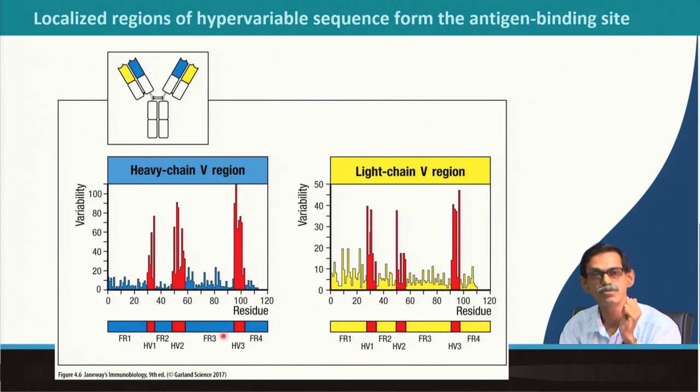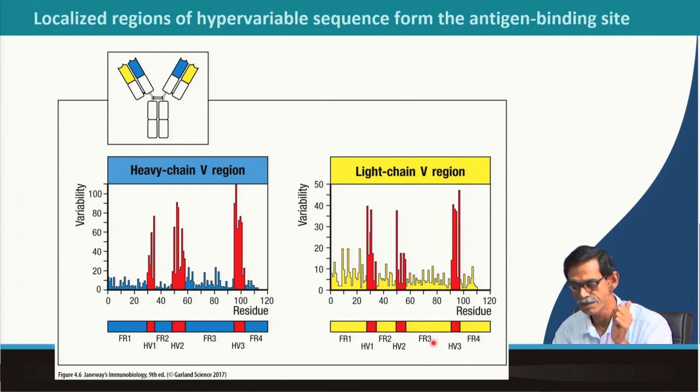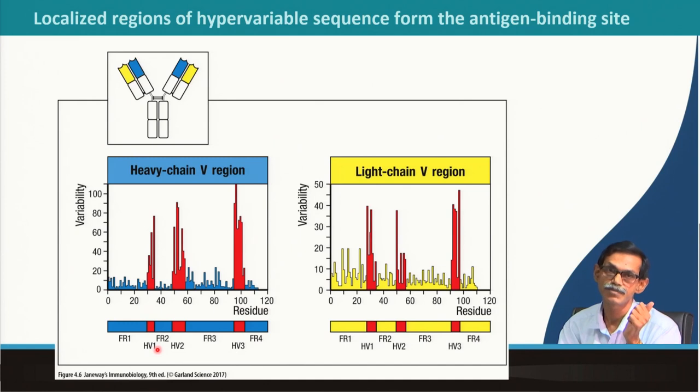So, this blue part is mostly constituted of the beta sheet structure, and I am talking about the heavy chain variable region. If you do the same exercise for the light chain variable region, we will see the same phenomenon. Here the light chain is the yellow part. The framework regions FR1, FR2, FR3, FR4 are also present in the light chain, but here the variability in the framework region is a little higher in comparison to the heavy chain. So, the light chain also has 3 hypervariable regions, HV1, HV2, HV3, and the heavy chain also has 3 hypervariable regions, HV1, HV2 and HV3. So, let us proceed.